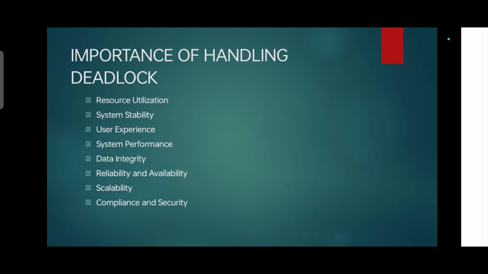Next point is scalability. Deadlocks can hinder scalability in systems that rely on concurrent processing. When deadlocks occur, they can limit the ability to effectively utilize system resources and scale the system to handle increased workloads. By addressing these deadlocks, we can enable efficient utilization of resources, facilitate scalability, and ensure that the system can handle growing demands without sacrificing performance or stability. So this will lead to increased scalability of our system.